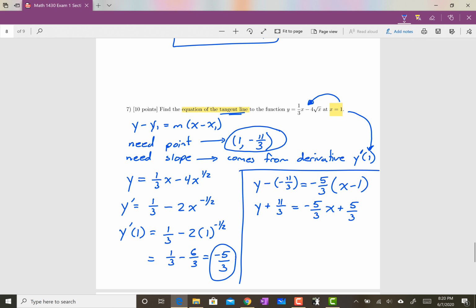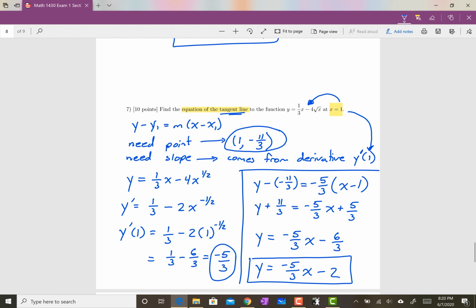And now we're going to subtract 11/3 from both sides. So we have y is equal to negative 5/3 x minus 6/3. Oh, how exciting, that means we can simplify. Y is equal to negative 5/3 x minus 2 would be the equation of our tangent line.